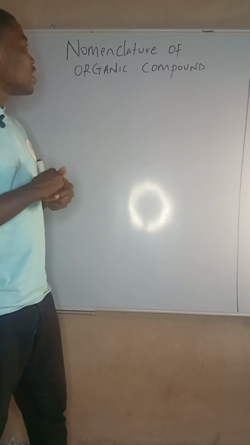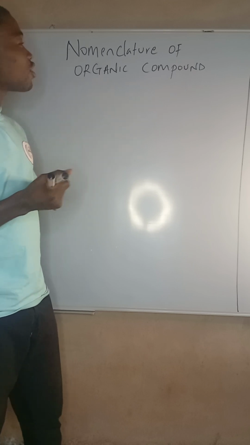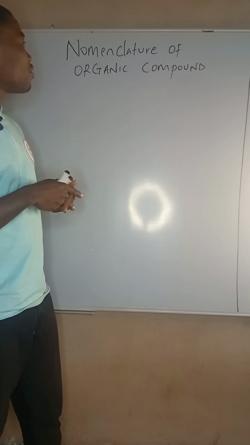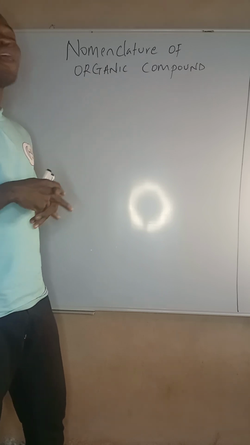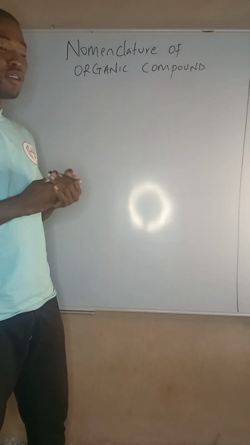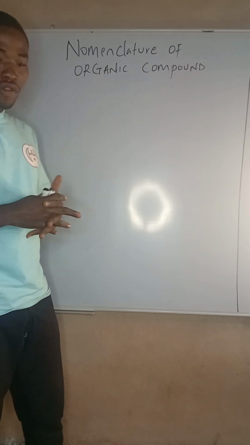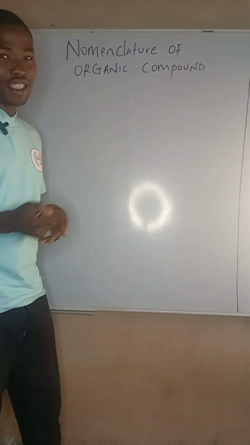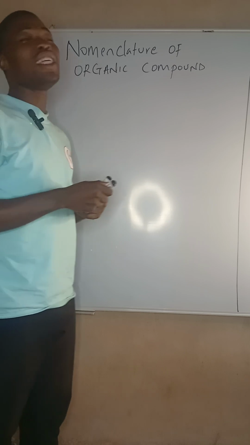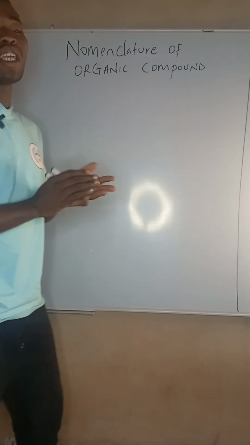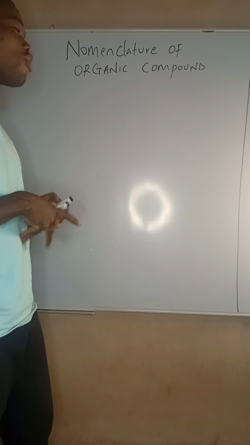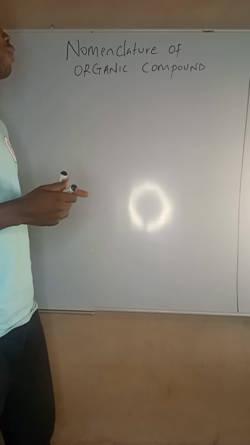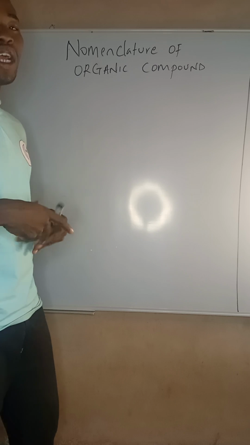I'll be looking at organic compounds nomenclature today. So the nomenclature of organic compounds, and I'm going to look at how we give organic compounds their name, and the types of name we give them. Many of us are used to IUPAC name only, but I'm going to go beyond that. Actually, there are three types of names you can give an organic compound. The second one depends on the source in which you obtain the organic compound.